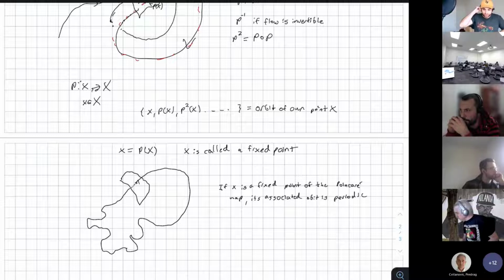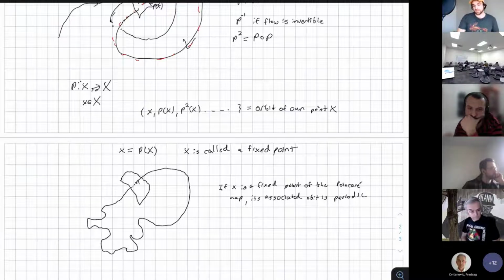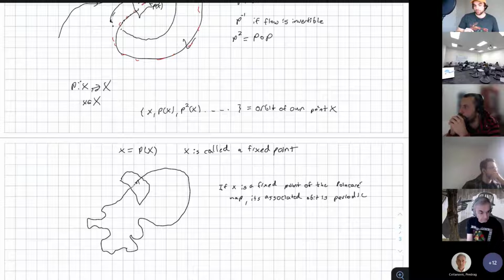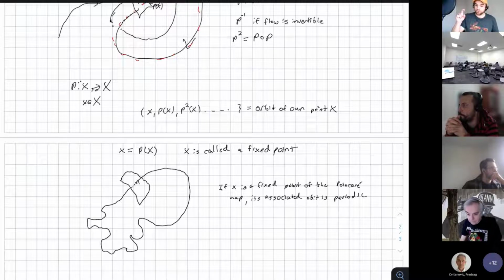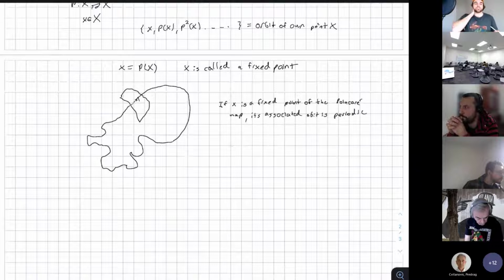Now, a word of caution, and this is part of the difficulty with choosing good Poincare maps, is that the converse of that's not necessarily true. So you can have periodic orbits which do not correspond to a fixed point of your Poincare map under a single iteration. What does that mean? And why would you ever expect that?